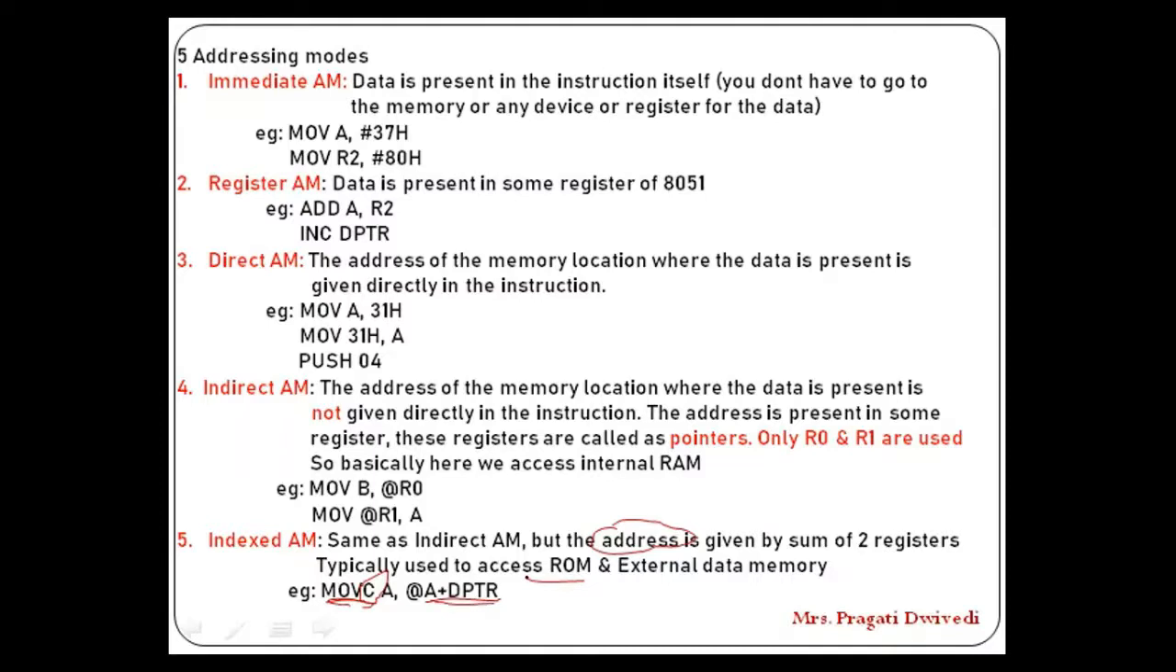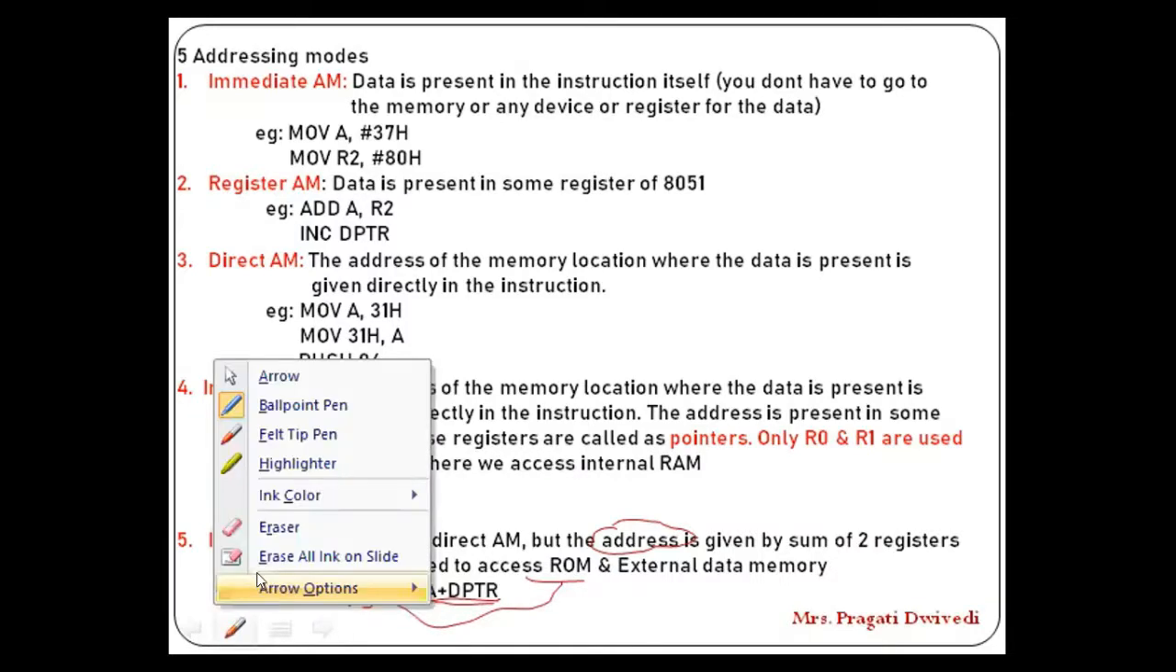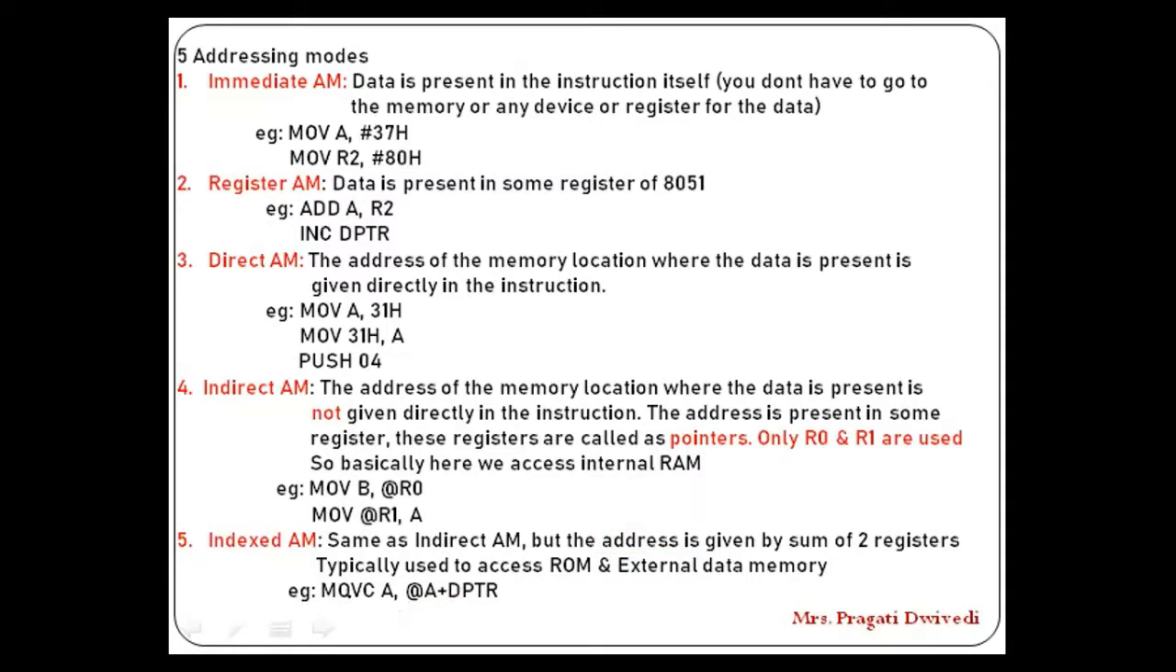And whatever address I get, I take that content of ROM and move it into the accumulator. So this can also be an important question, like MOVC. When you see MOVC, it is used to access your code memory, and code is stored in ROM. That means I'm trying to access my ROM.